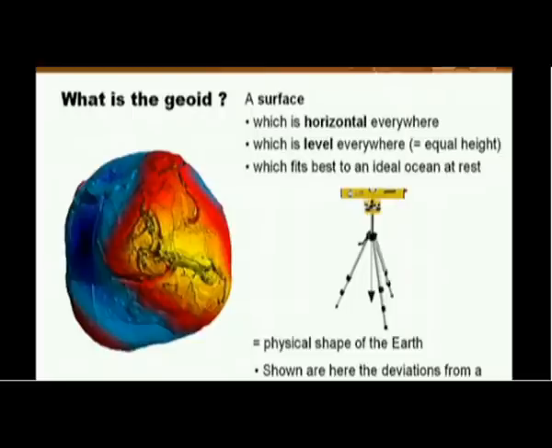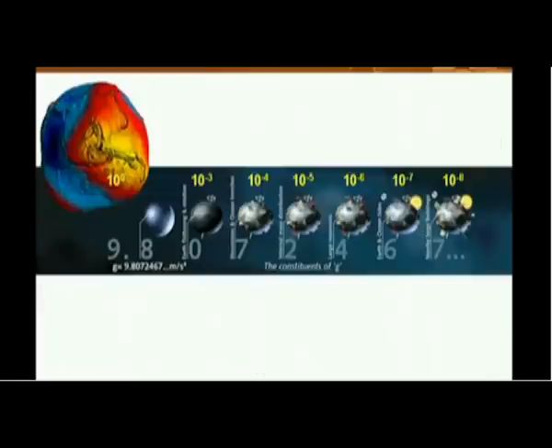And what you see here is in principle the shape of such an ideal ocean, also continued below the continents. And just to give you an example of the amplitudes we are talking about, consider that our Earth were a simple homogeneous sphere, then we would have a very, very boring gravity field on the surface because it would be a constant. It would be somewhere 9.8 something, but nothing else.